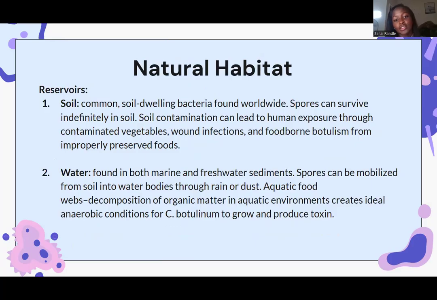You can find it commonly in soil. It can survive indefinitely in soil because it can handle a lot of different environmental factors, and soil contamination can lead to human exposure. You can also find it in water, marine and freshwater sediments. Spores can be mobilized from soil into water bodies through rain or dust, and aquatic decomposition of organic matter in their environments creates ideal anaerobic conditions for botulinum to grow and produce toxins.